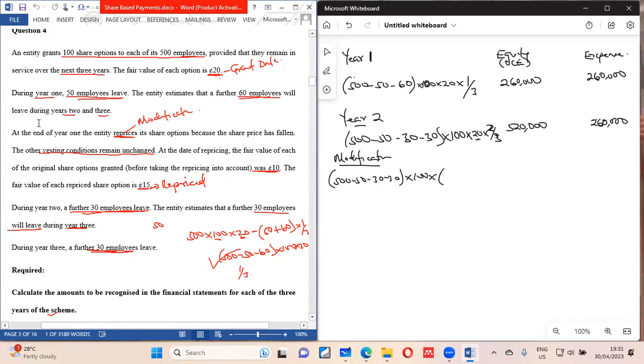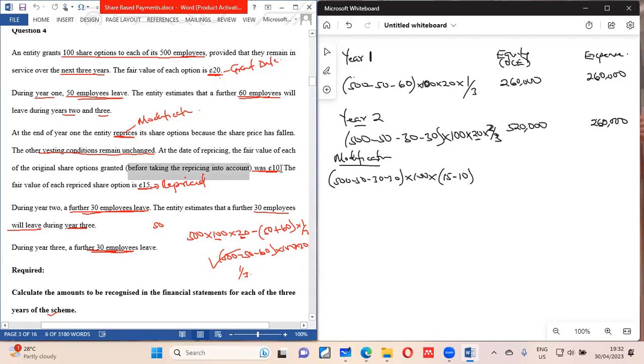It is 10 because if you read here, it says that at the end of year one, the entity reprices the share because the share price has fallen. It was falling to 10. And because it was 10, they now modify their own to 15. And so the new price will be 15. Then the old they are modifying will now be the 10. Please, it is not the grant one. It is the 10, the one before taking into account the reprice.